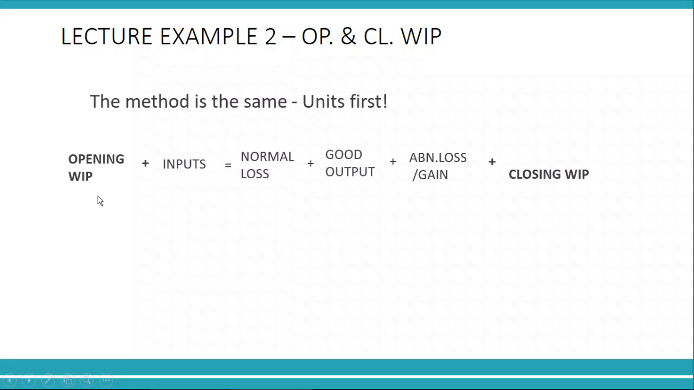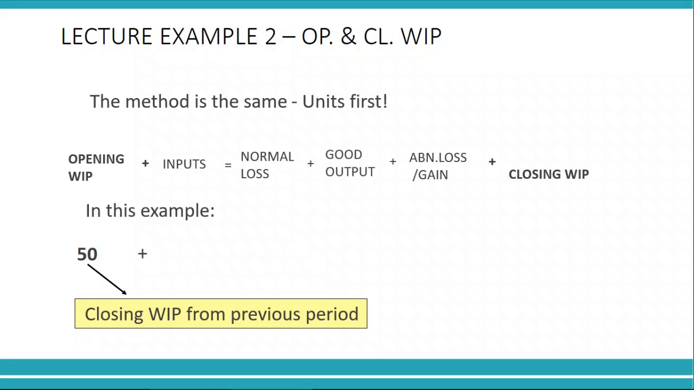So you had opening work in process and then you made some inputs, and as a result you have good output, normal loss, abnormal loss, gain, and closing work in process. So in this example, we already have 50 units in our opening work in process. Just like what happens when you do production in multiple stages, or in multiple periods. So you've got 50 units in your opening work in process, and this is your closing work in process from the previous period. If you remember, like $727 worth of closing work in process from the last month.